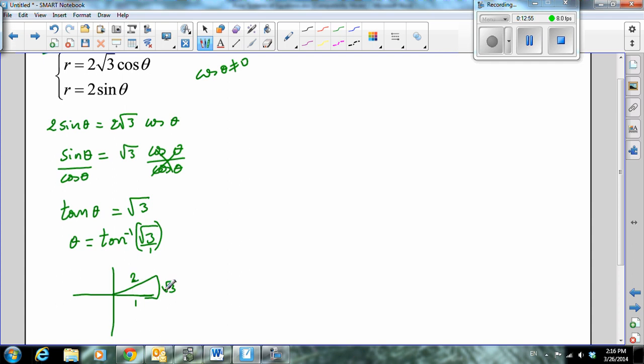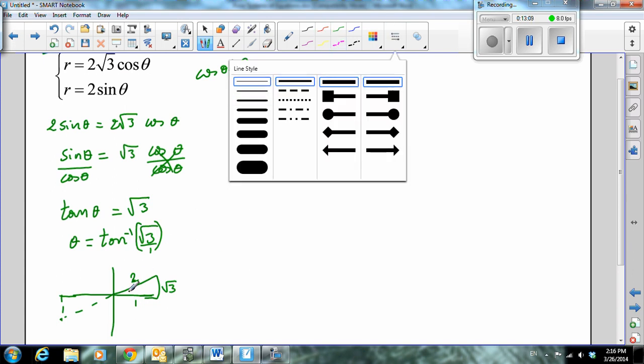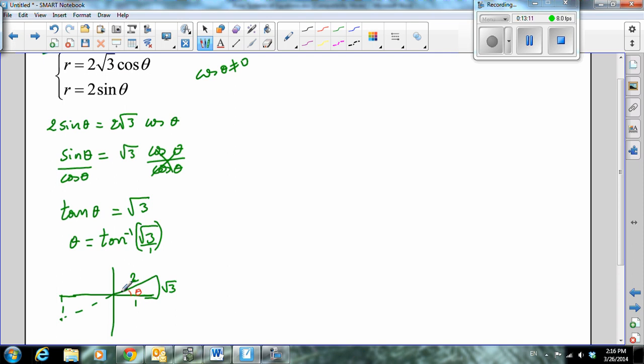Hypotenuse is 2. With the opposite being square root of 3, remember tangent has symmetry over the origin, so the next angle will be here. I'll change color, I'll make it red. This angle is theta, and this other angle is also theta. Reference angle is 60. So theta is equal to 60 degrees, which is pi over 3, by the way.